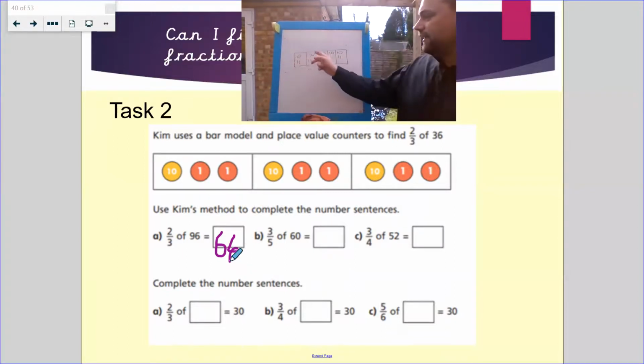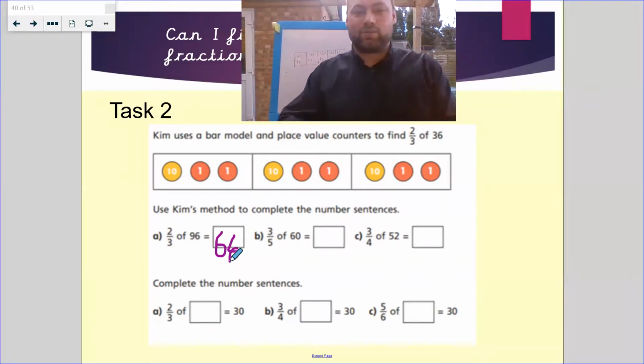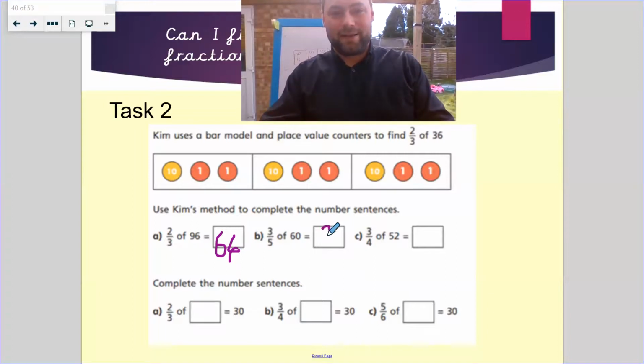In each is 12. We've got 3 of them. So we've got 10, 20, 30, and then 6 ones. So 3/5 of 60 is 36.